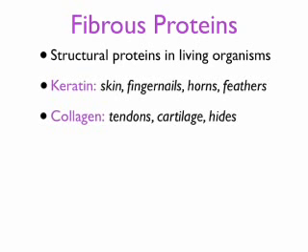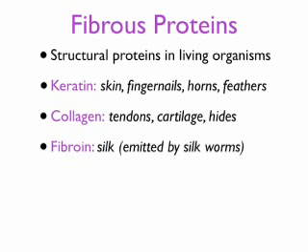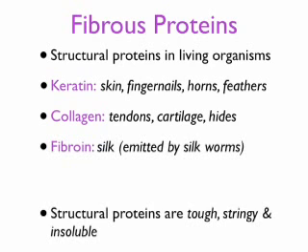Likewise, you would have heard of collagen, another example. You find collagen in tendons and cartilage and hides. If you wiggle the end of your nose, we're used to finding cartilage there. Likewise in your ears. This is a structural protein. Fibroin is a silky fibrous protein that is emitted by silkworms, and as a result of the complexity of fibrous proteins, we find that they tend to be tough, they're stringy, and they're insoluble.